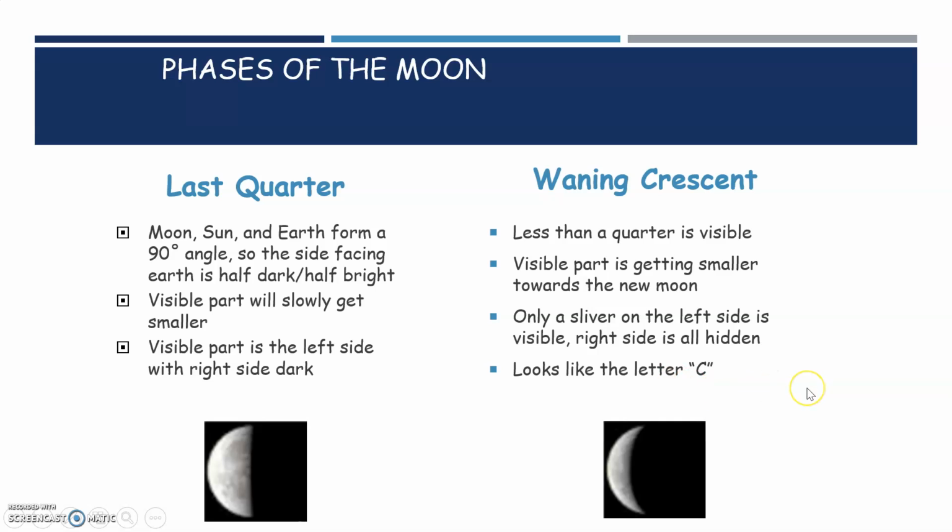The waning crescent is the smallest phase visible before we hit the new moon again. Less than a quarter is visible. The visible part is getting smaller as we're going towards the new moon. Only the sliver on the left side is visible, and it does look kind of like the letter C.